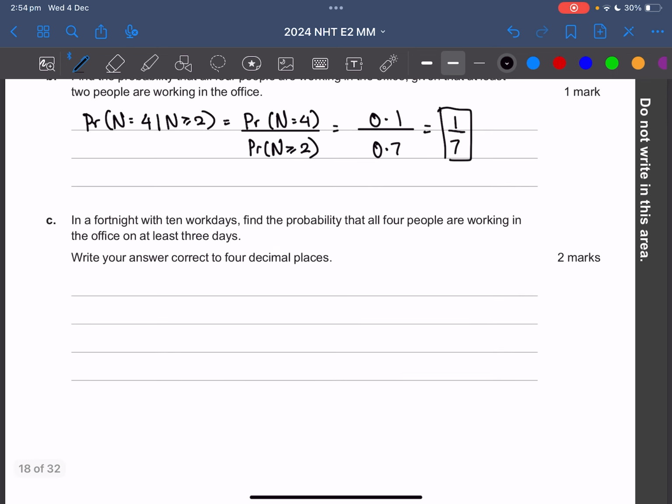In a fortnight with 10 work days, find the probability that all 4 people are working in the office on at least 3 days. Okay, well, we are using a binomial distribution for this question, right? So what we have to first do is to define our random variable. For these sorts of questions, it's important that you define the random variable.